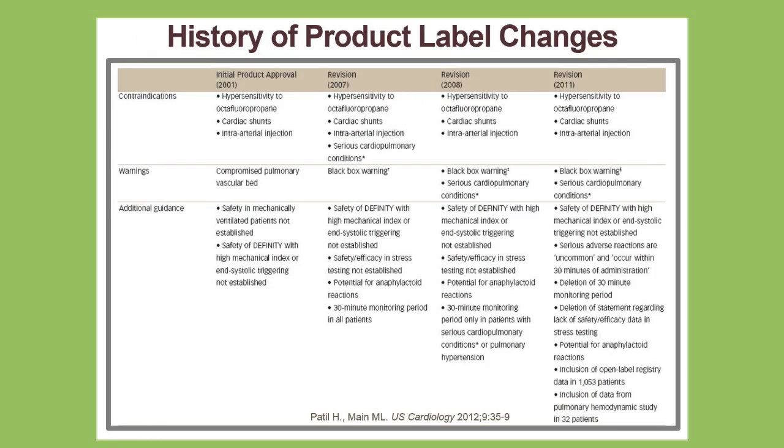This is just progression of product label changes, shown in this case for Definity, but an analogous situation exists for Optison, again, the two agents that were available over this time period. Following initial product approval in 2001, of course, the boxed warning was added in 2007, and serious cardiopulmonary conditions were added to the contraindication list.